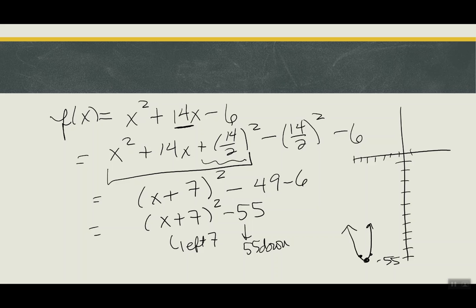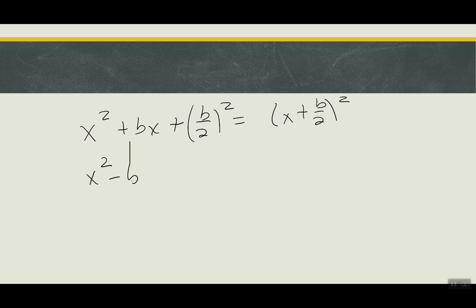I really want you to get that. How do I do this to complete the square? So let's make sure we wrap this up right. So x squared plus bx. You add b over 2 squared, it becomes x plus b over 2 squared. If it's x squared minus bx, then you're going to add negative b over 2 squared to get x minus b over 2 squared.